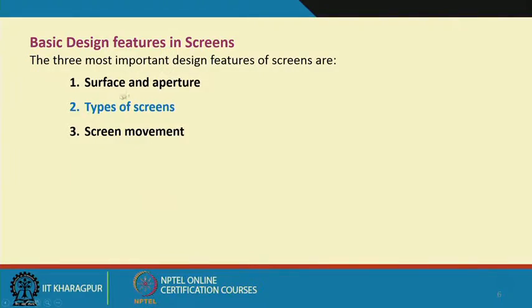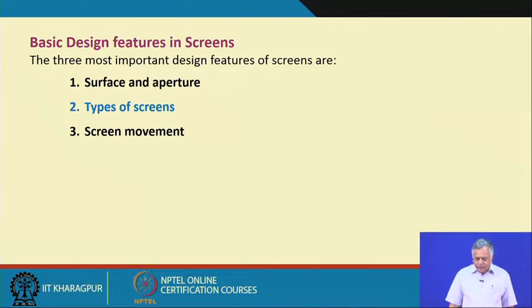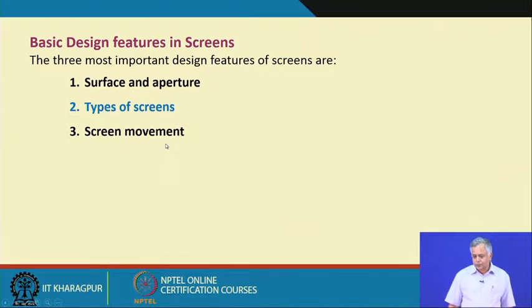Then the types of screens, not based on the different purposes for their use, but also on how the screen's effectiveness is increased by using various means. That is called the types of screens. Then there is the screen movement: how the material is transported through the screen surfaces is controlled by various means, even by the screen movements also.